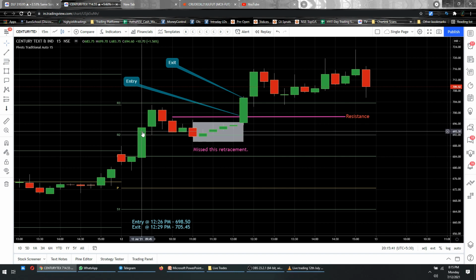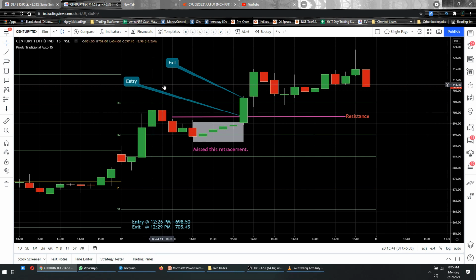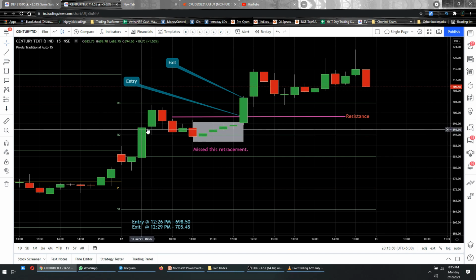So what does it define? It hints that Century Text can go up further, and it did go up further. But the question is, as a trader, will you take up the trade here? My answer is no. I did not take the trade here because it was 9:45 in the morning, and according to me, it is a very early time to take up a trade.